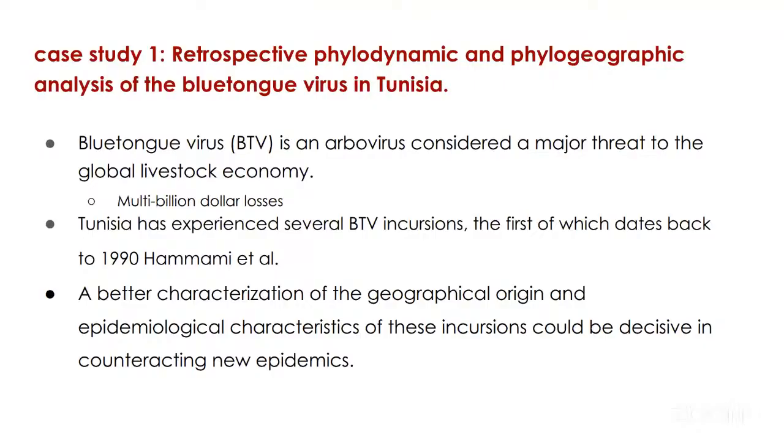The first one is about the bluetongue virus. This virus is an airborne virus considered a major threat to the global health economy. It causes annual multi-million dollar losses for farmers and for agricultural economies. Tunisia has experienced several BTV incursions. The first one that was reported dates back to the 90s.